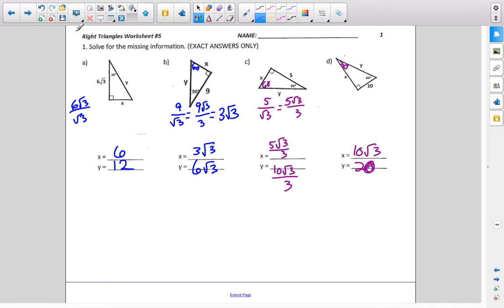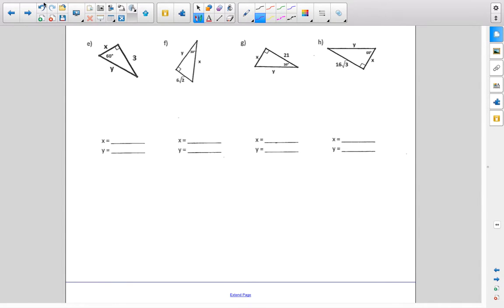Let's see if we have any more problems saved in here. Okay, there's a few more. Okay, so let's look here.